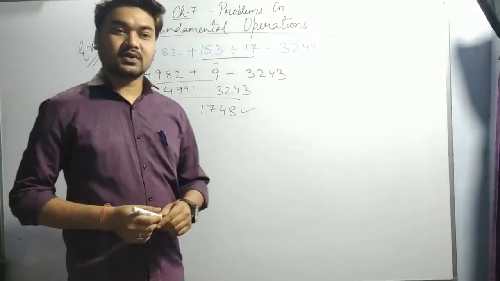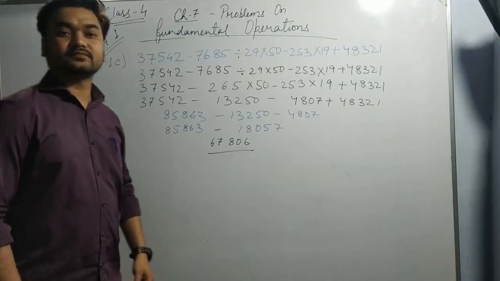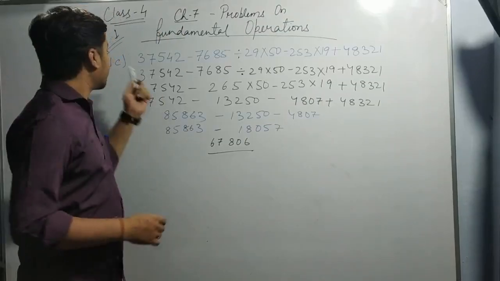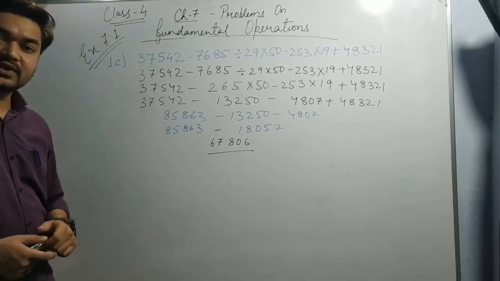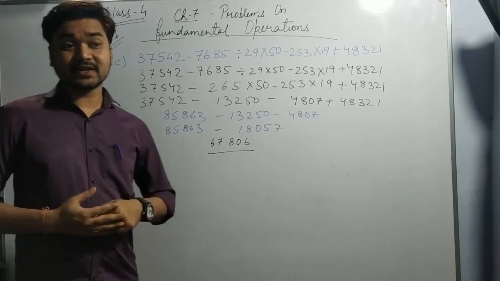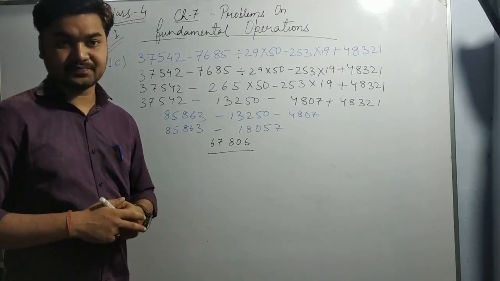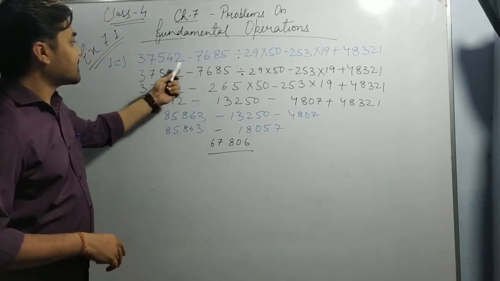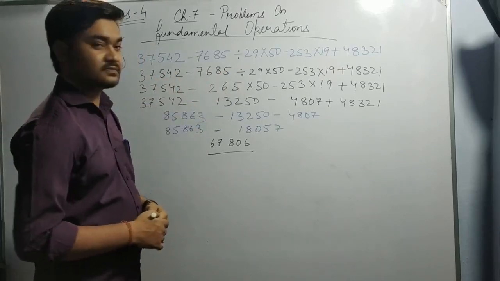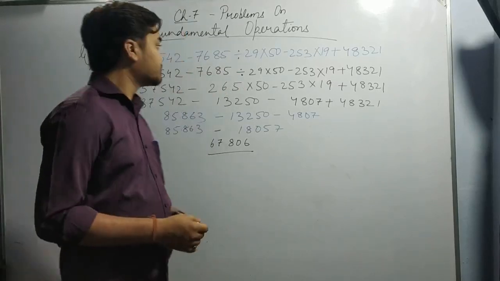We will do now 1C. Now the second question which I am solving is 1C. 1C is a bit interesting, and in this question you can learn both the types. Here you can see all four signs are there. So first we will do type 2.